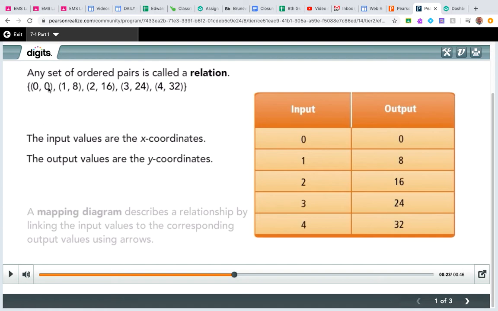And they took the x values, the first one in each ordered pair, and they put it in the input column. And then they put the outputs, the y coordinates, in the output column. A mapping diagram describes a relationship by linking the input values to the corresponding output values using arrows. So in this one, this is not a mapping diagram. This is an input-output table, which you should be familiar with. If you put 2 into the relation, you get 16 out. If you put 1 into the relation, you get 8 out. They're going to show you a mapping diagram, which is going to look just a little bit different, and it's going to come up right about now.